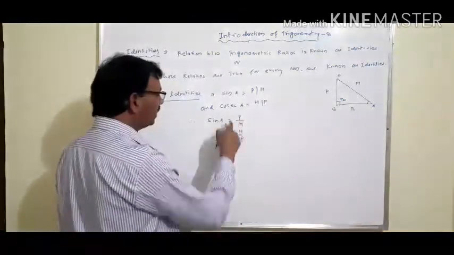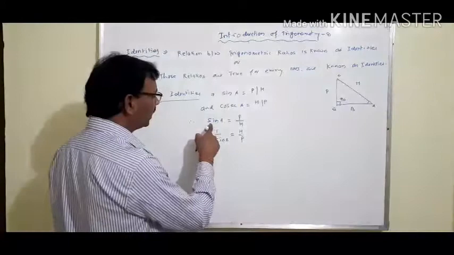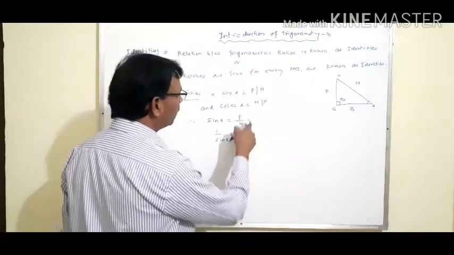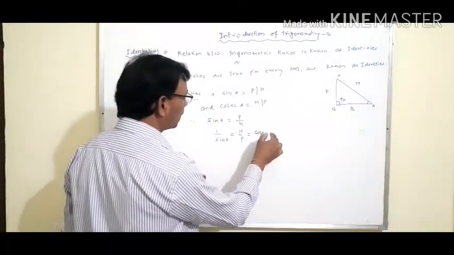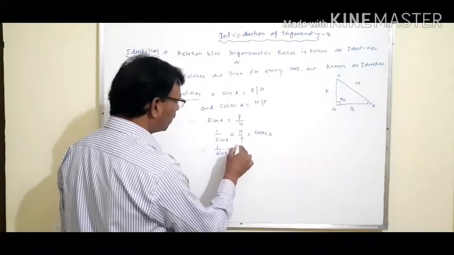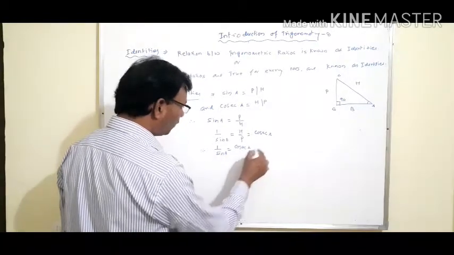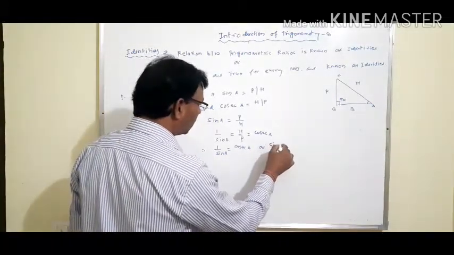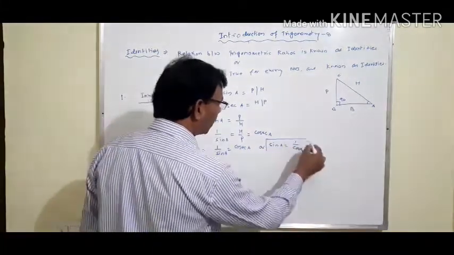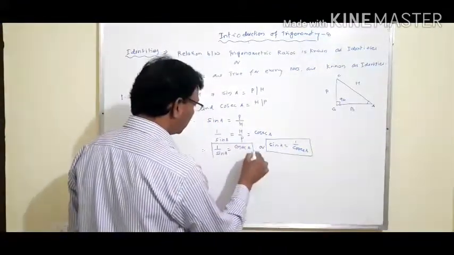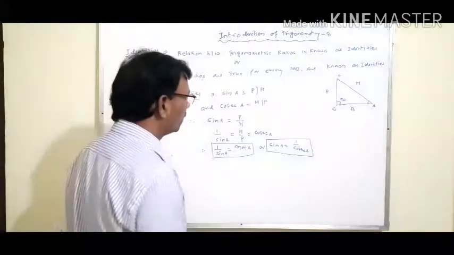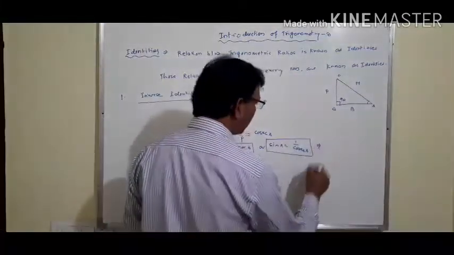If you take the reciprocal of this, then we should take the reciprocal of the left side also. And hypotenuse upon perpendicular is equal to cosec of A. So we can write 1 upon sine of A equals cosec of A, or sine of A equals 1 upon cosec of A. This type of relation is known as reciprocal identities.